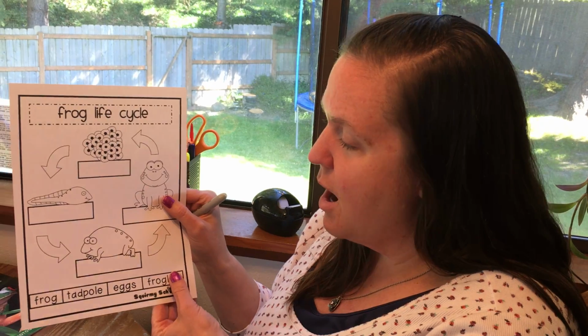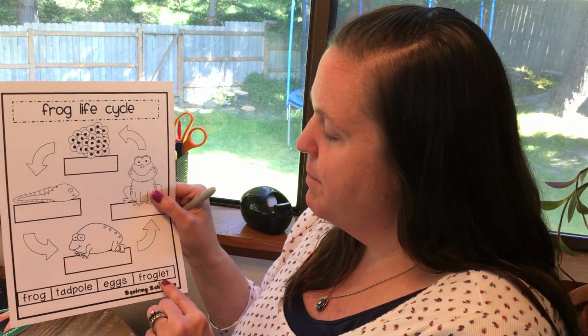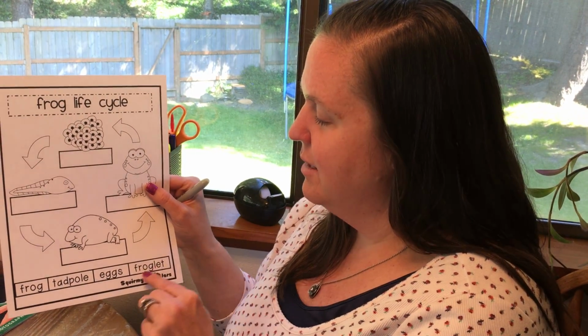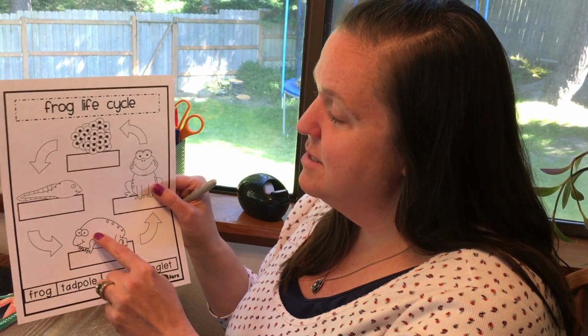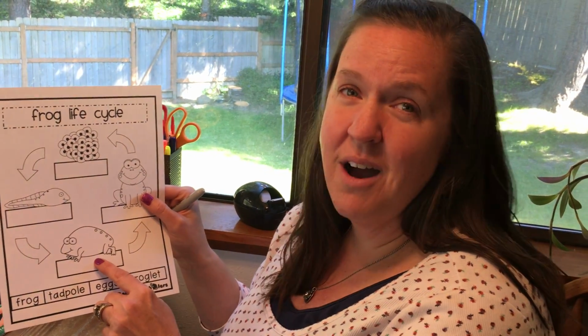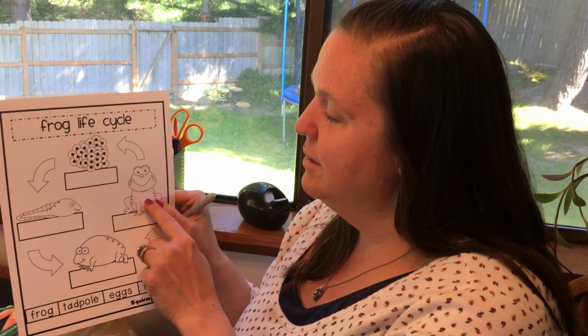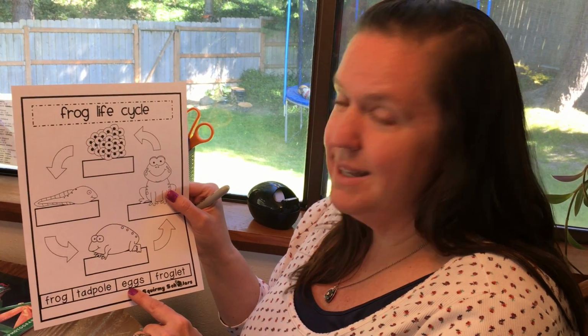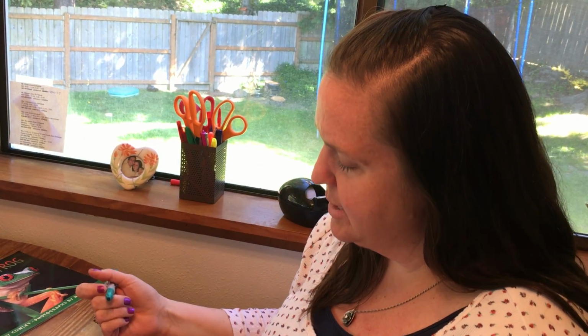So it says frog, like the first word, but you see L-E-T at the end, froglet. This is a froglet. He's not quite a frog. He's between a tadpole and a frog. And this one is E for eggs. I'm going to write the words instead of cutting and gluing today.